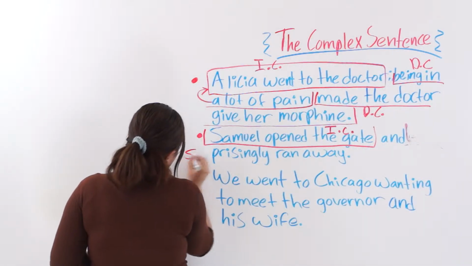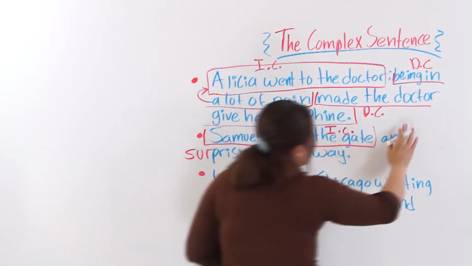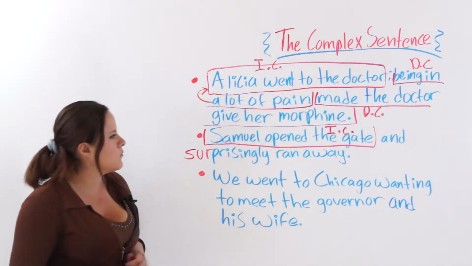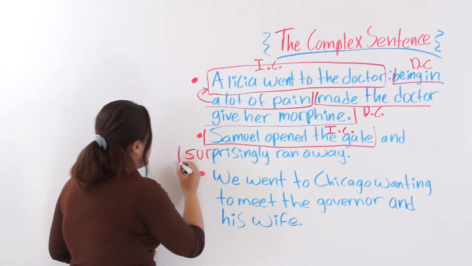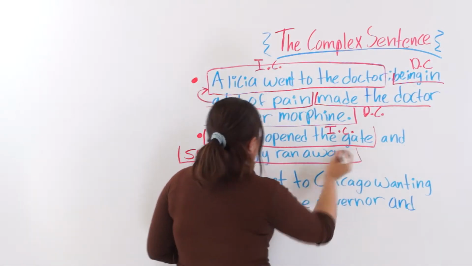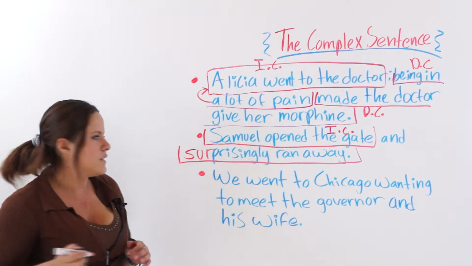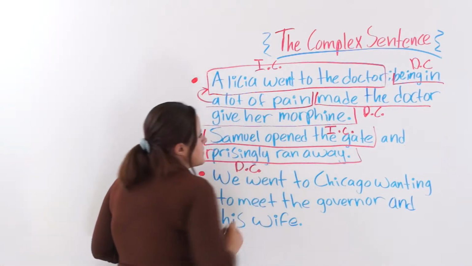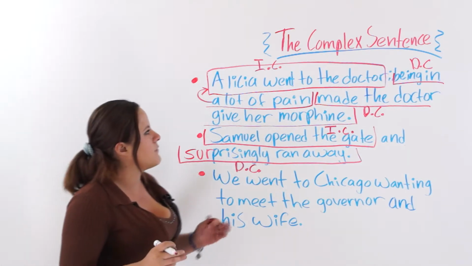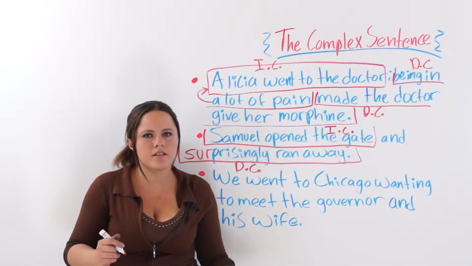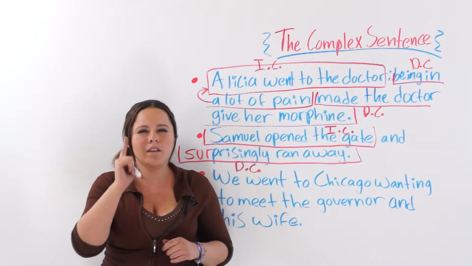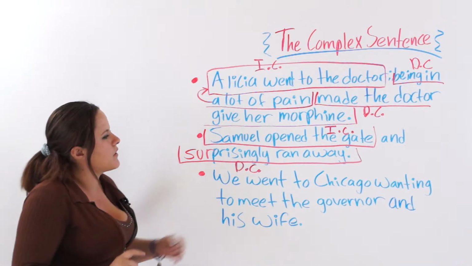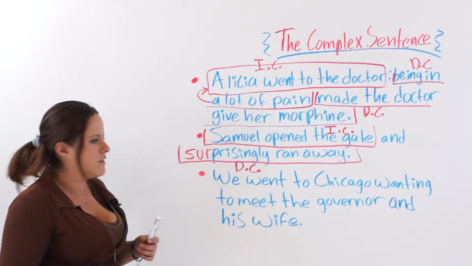And surprisingly ran away. This here, surprisingly, this is our dependent clause. So as you can see here, you can have one or more dependent clauses in a complex sentence, but only one independent clause. Samuel opened the gate and surprisingly ran away.